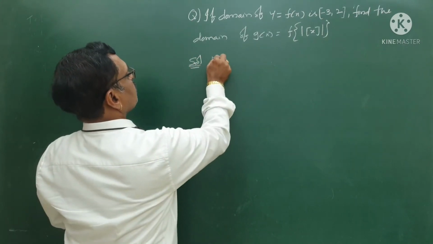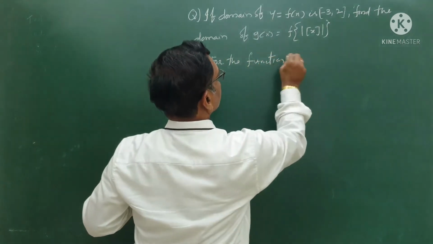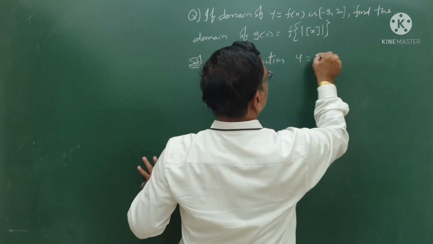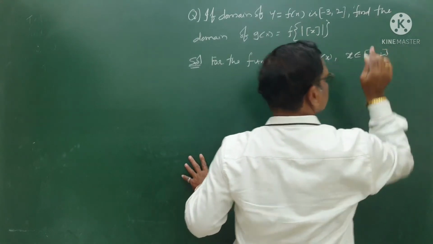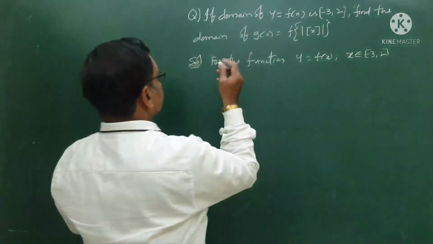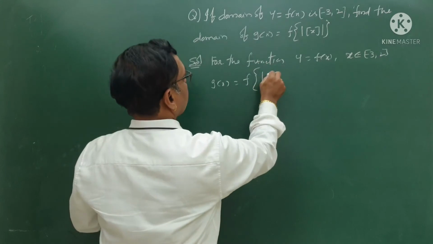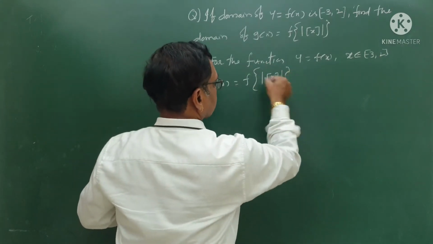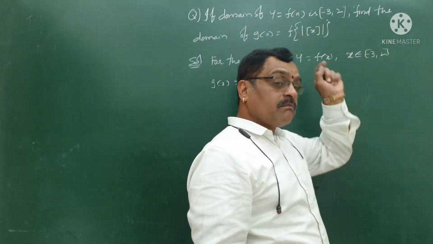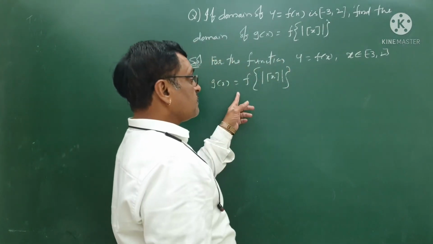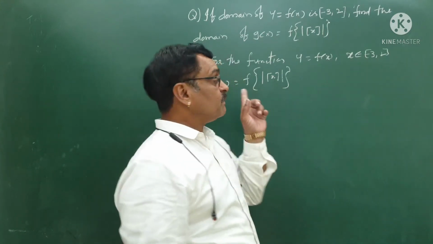Solution. For the function y equal to f of x, x belongs to [-3, 2]. Okay, now you have to find the domain of this one, and g of x is equal to f of mod of integral part of x. So input for the x is taken from minus 3 to 2. Here the f function is defined on mod of integral part of x, that is the domain of g of x.